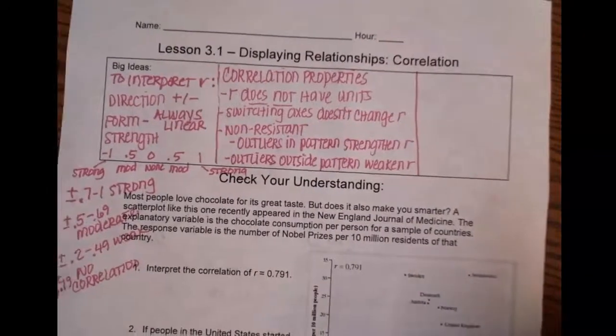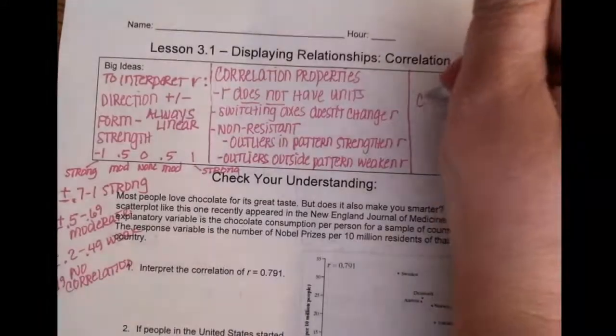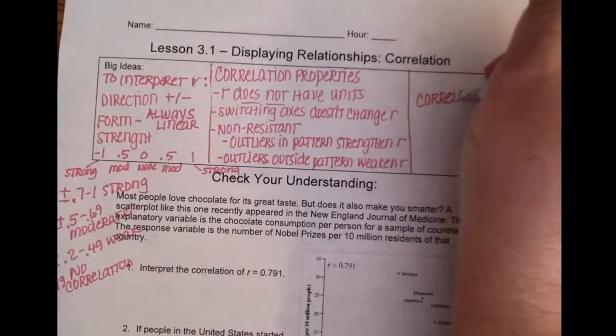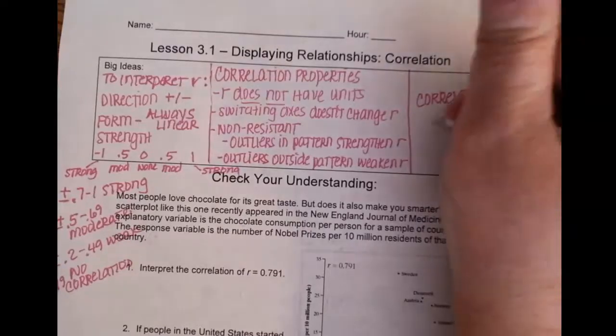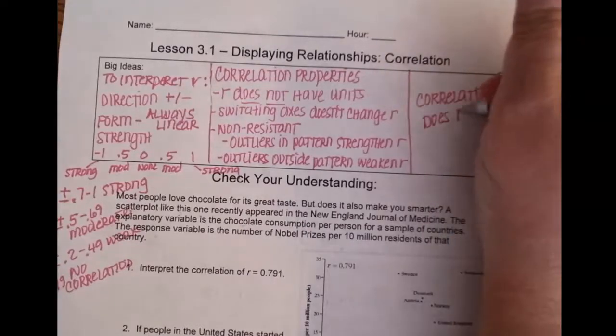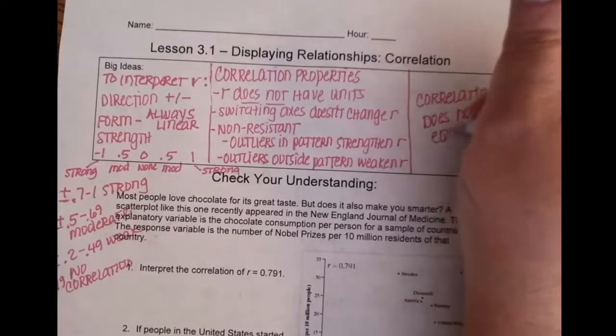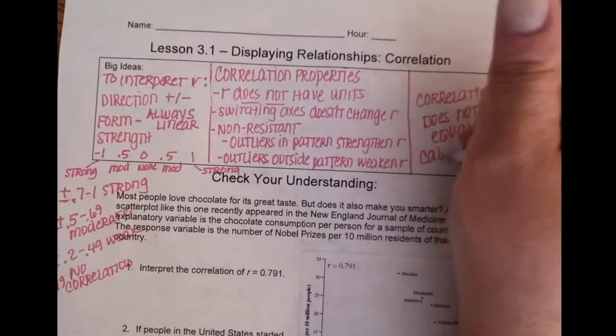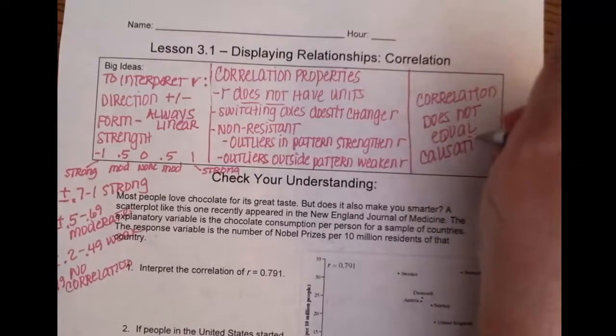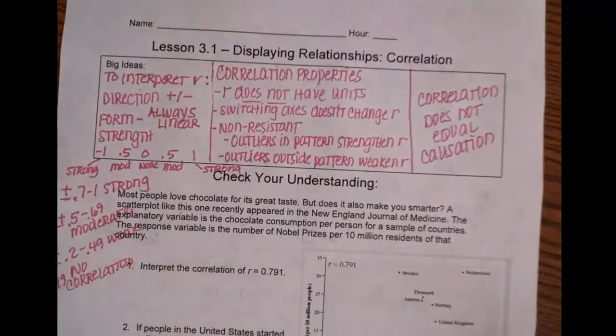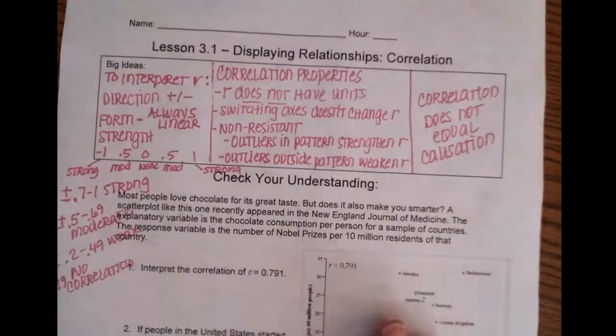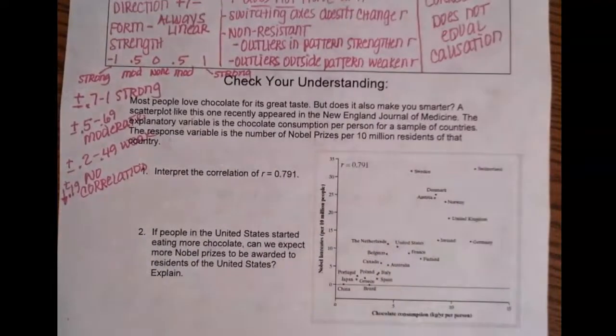And the last thing you need to take away from this is correlation does not equal causation. Just because they correlate does not mean that one causes the other to happen. It just means they have some sort of relationship. Okay? So what I want you to do is pause the video, try to check your understanding on your own, and come back and check your answers.